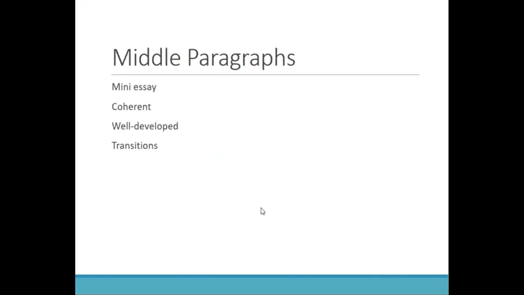Middle paragraphs, again, remember they should be mini essays. They should have a beginning, middle, and an end. They should flow smoothly and cover everything that is mentioned in the topic sentence. So your topic sentence, again, should be broad enough to cover everything, and everything mentioned in it should be covered. It should be well developed with details and examples and full explanations. And don't forget transitions, right? So you need to hook the new paragraph to the previous one, and also you might need transitions within your middle paragraphs.